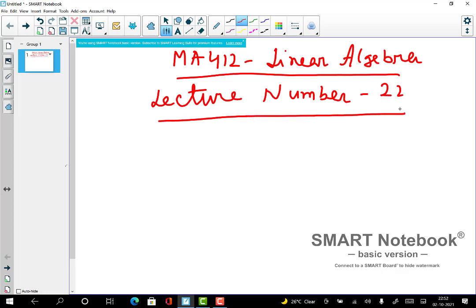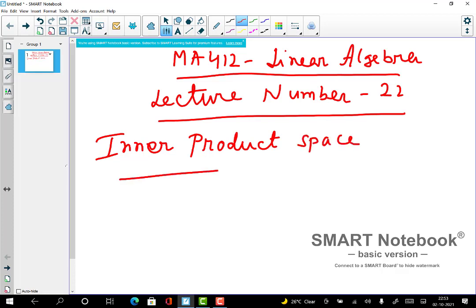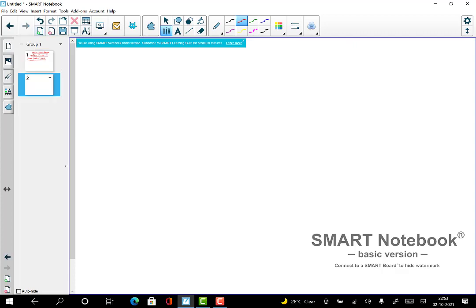So now we will start one new idea, and this is called inner product space. Okay. So let us first start with what we mean by inner product, and then obviously we will define it. What is the meaning of inner product space? So, definition.